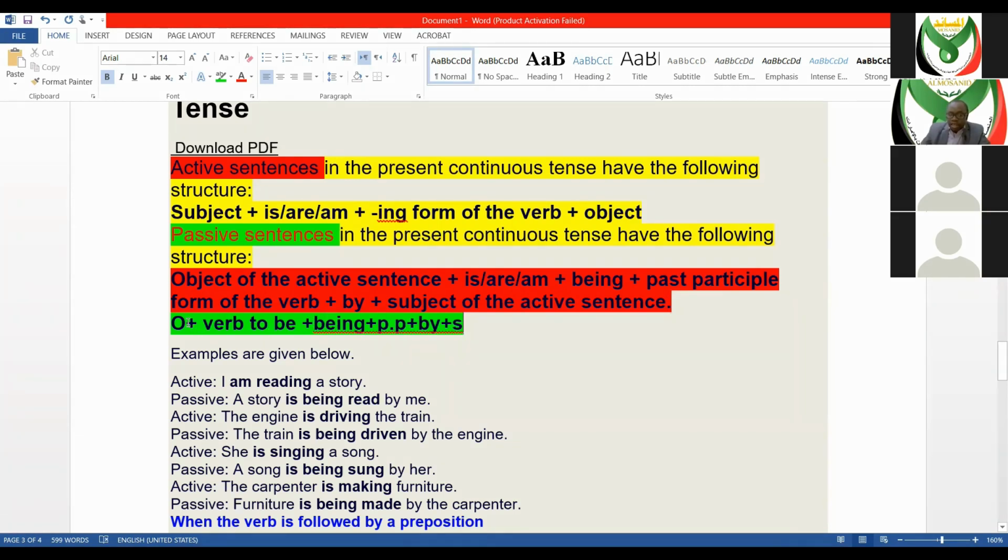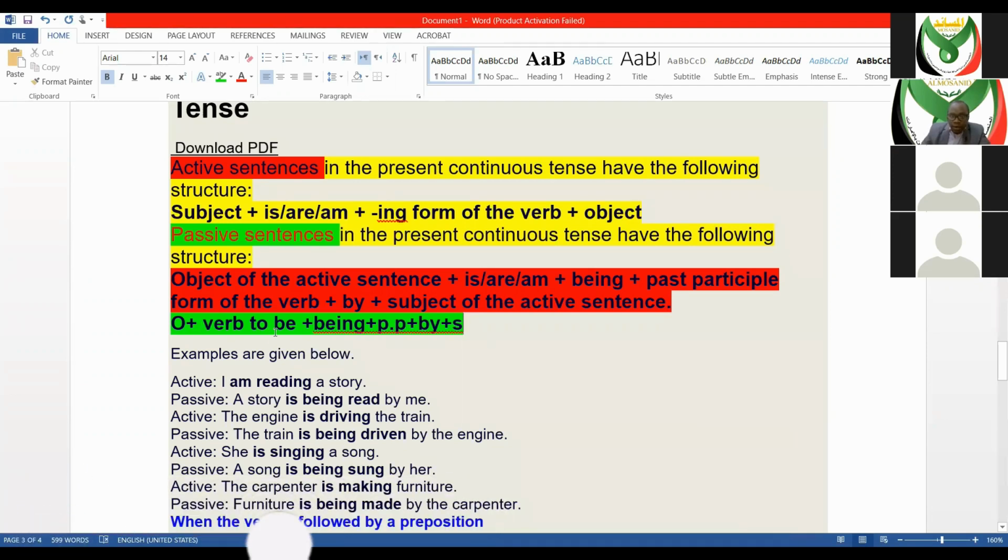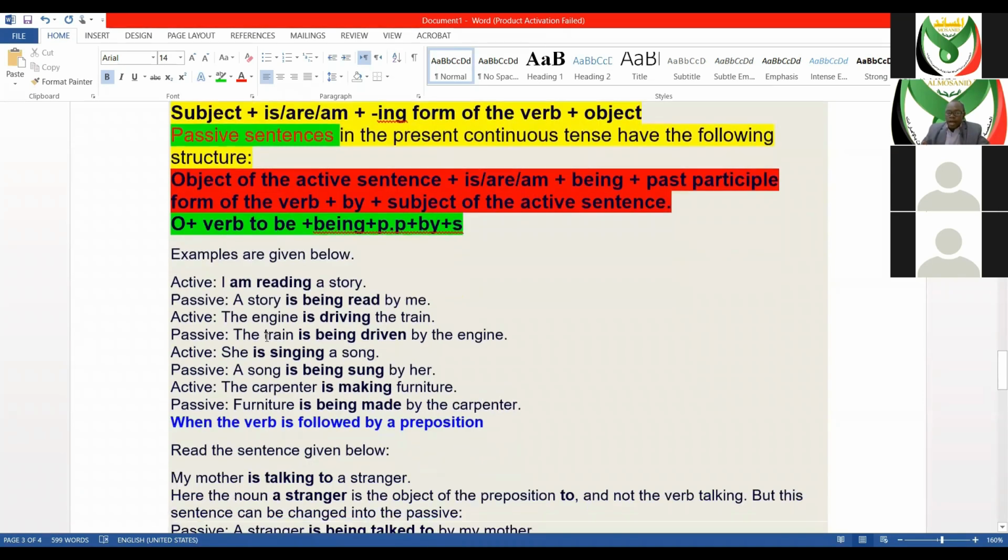Excuse me, we have object, verb to be, plus being plus past participle plus by plus the subject of the active sentence. One example so we know the result. We have an active sentence.